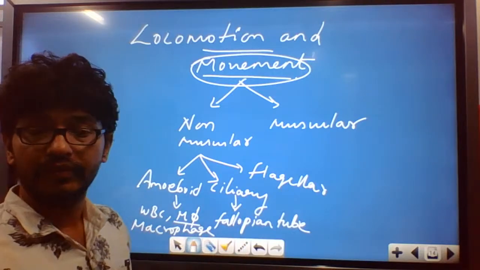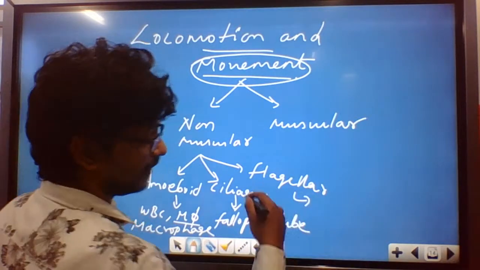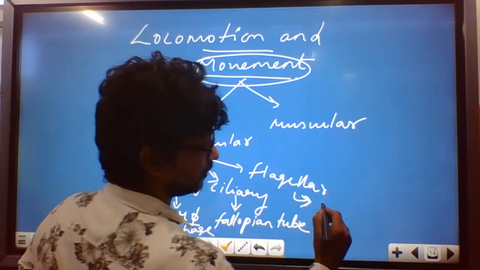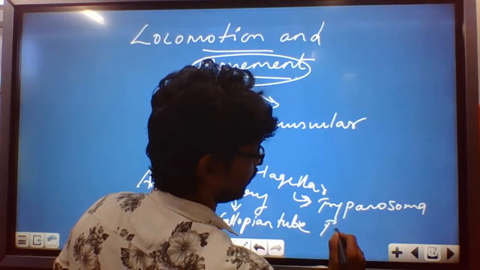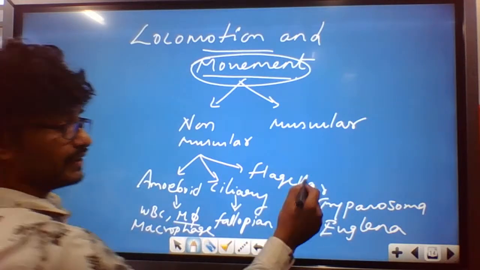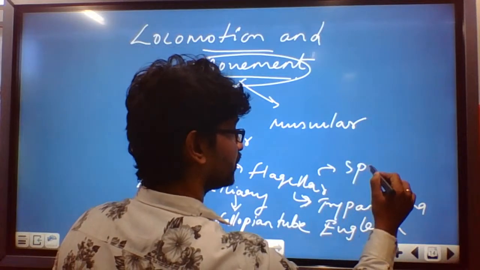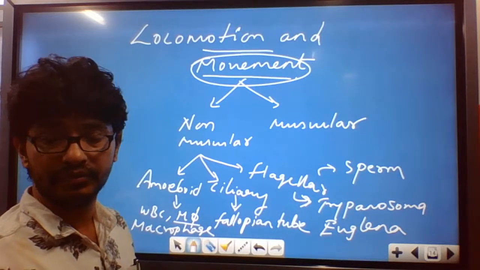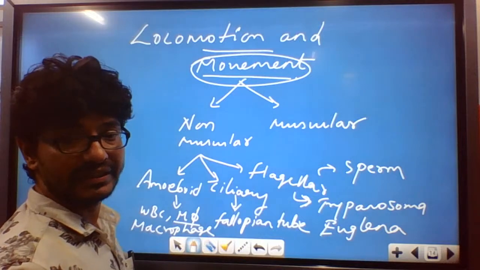Fine. For flagellar movement, examples are most of the flagellates you studied in biological classification, like Trypanosoma, trypanosomes, Euglena, all the flagellates which come under flagella. And also in humans, for flagellar movement you take a sperm, which shows motility in the female reproductive tract and also in water, where human sperms can locomote, I mean move, faster. This is because of the flagellar structure which is present.